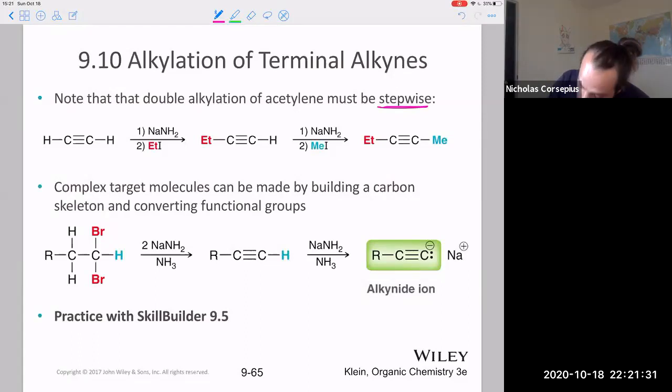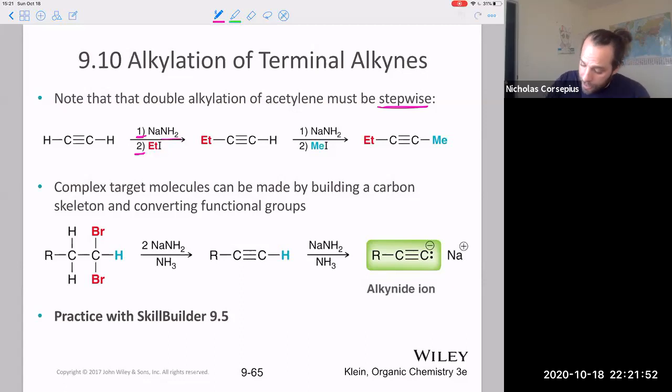And that's because first you have to create the acetylide ion and then you add your alkyl halide. You can't add sodium amide and an alkyl halide together along with your alkyne. There's going to be a lot of side reactions that take place between the amide ion and the alkyl halide.